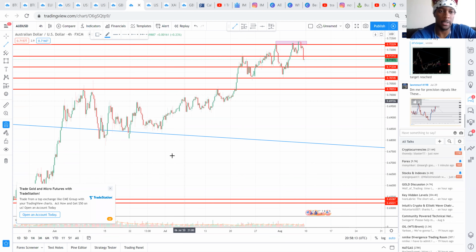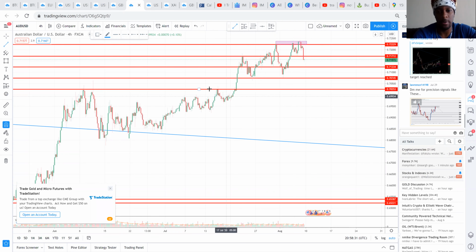Out here, about to show a quick video on how to catch about 40 pips or more in the market. So right now, I'm looking at the AUD/USD pair. I'm looking at a 4-hour chart. Right now, I draw my zones, areas of support and resistance.